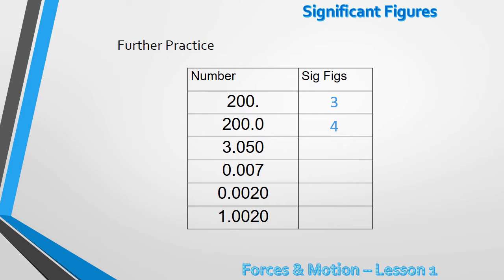3.050. Again, I have 1 zero at the end of the number. I have a decimal, so that zero is significant, so everything is significant in this number, so I have 4 significant figures. 0.007. Zeros in front are never significant, so that means I have 1 significant figure. 0.0020. Zeros in front are never significant. I have a 0 at the end of the number, and it is significant because zeros at the end are significant when there's a decimal.